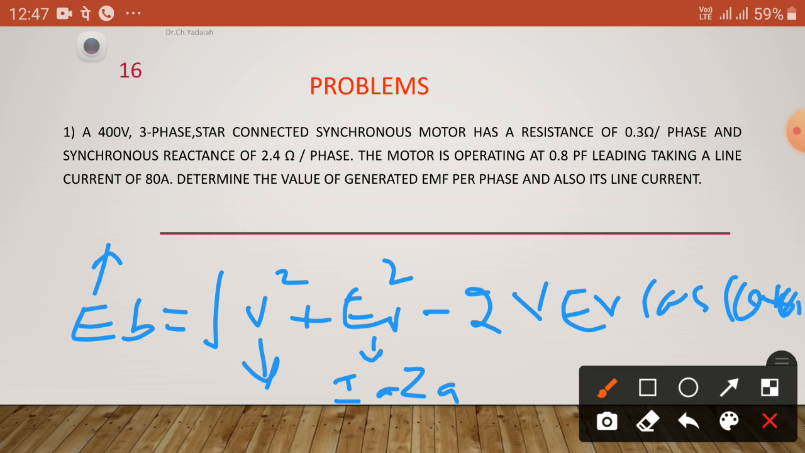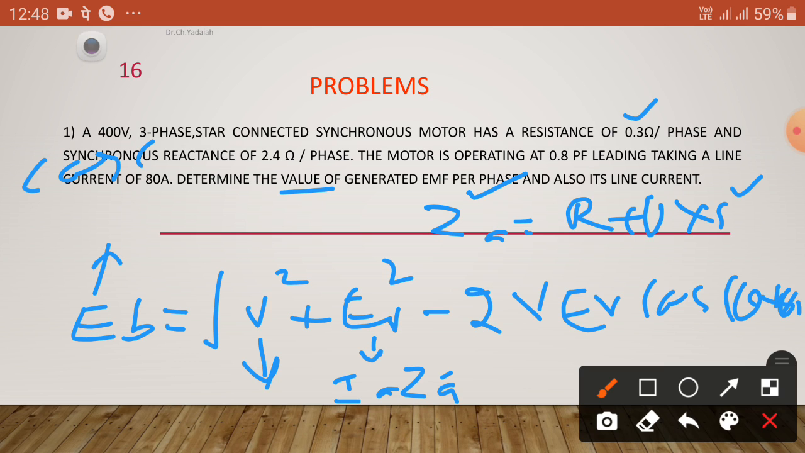Za, the synchronous impedance Zs, is R plus jXs. The resistance is 0.3 ohm per phase, and Xs is given as 2.4. From this I am going to calculate the synchronous impedance. The load current is also given as 80 amperes, so from this I am going to calculate Er. I know V, I know Er, and at the same time the cos of theta plus phi. Cos phi is given. How much is it, leading? 0.8 leading.